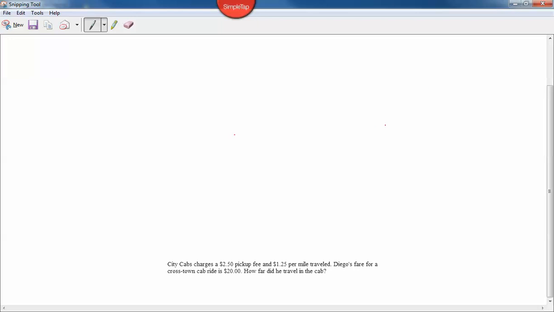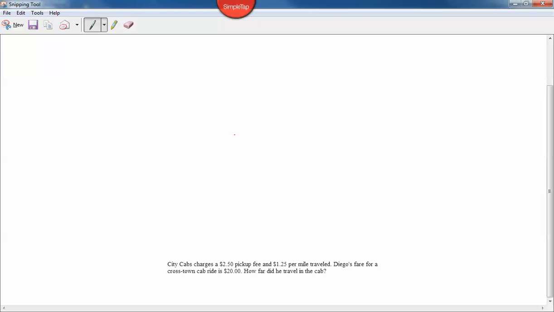Okay, let's look at this one. For some reason the problem went to the bottom. Sorry about that. City cabs charge a $2.50 pickup fee and $1.25 per mile traveled. Diego's fare for a cross-town cab ride is $20. How far did he travel in the cab?